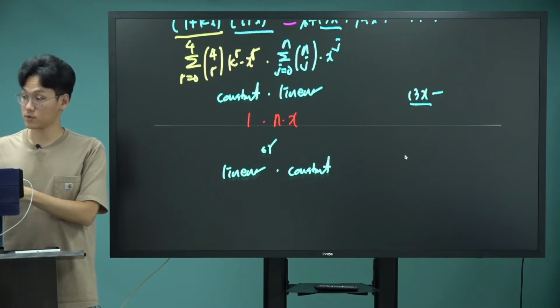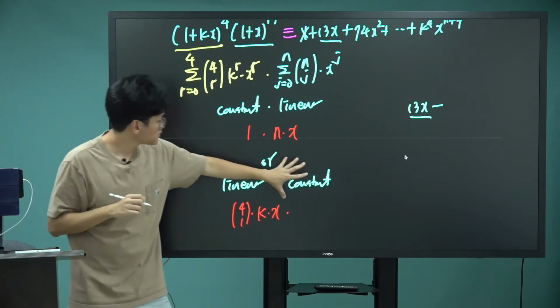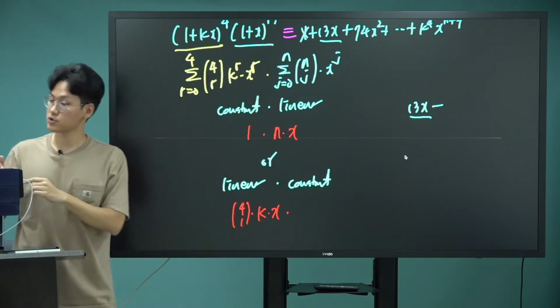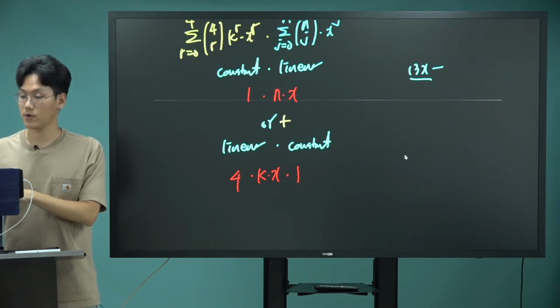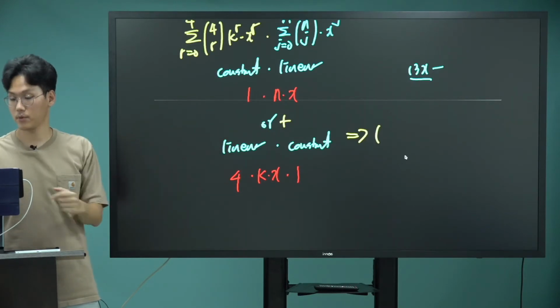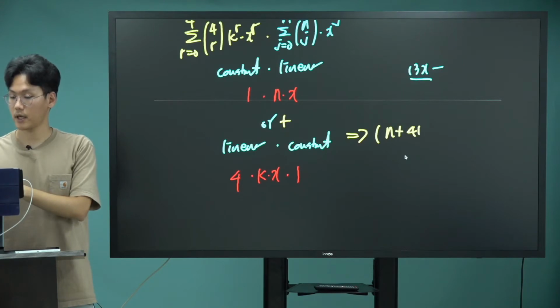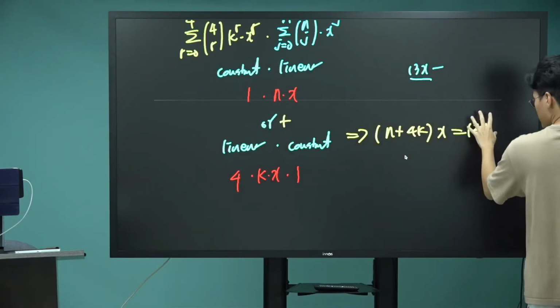It is when r is equal to 1, so it's going to be 4 choose 1, kx, times the constant term of that, which is when j is equal to 0, which is simply 1. And 4 choose 1, I really hope that you know that it's going to be simply 4, right? And since we are doing OR, we're going to add them together. So I know from the left-hand side, I'm going to have the linear term of (n + 4k) times x. And that is the same as 13x, you see? That was from the right-hand side.